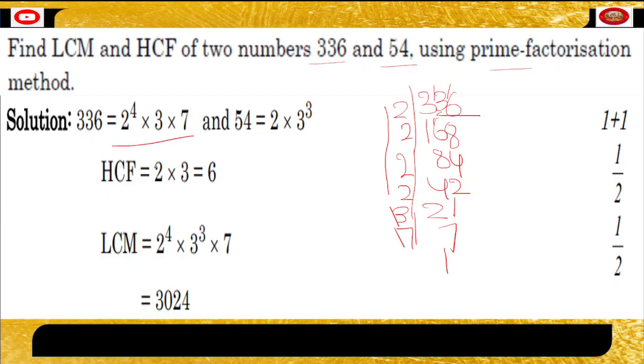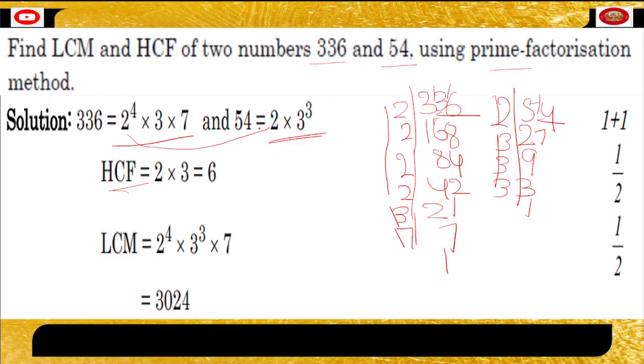That is written here. Next, 54. 54 is written as 2 2s are 4. Here is 5. 5 minus 4 is 1. That 1 should be written here. The next 4 becomes 14. 2 7s are 14. 3 9s are 27. 3 3s are 9. 3 1s are 3. That means 54 is written as 2 into 3 cube. That is written here. Next, they ask the HCF. HCF means the numbers common in both numbers with the lowest power of them.